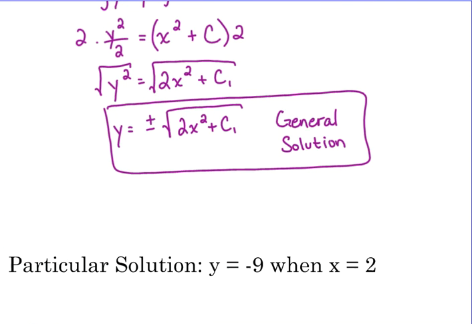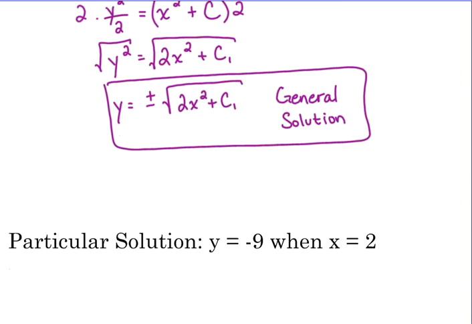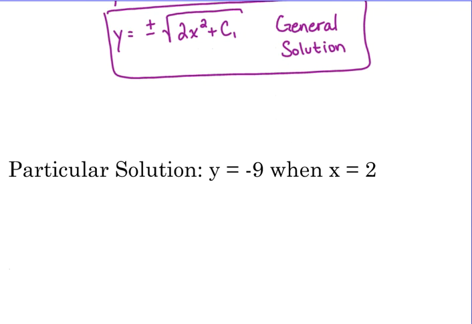Now you have a choice. You could plug it into your final general solution, and that's fine. But I don't really want to deal with the square root and everything. I'm actually going to go back up to this step: y squared over 2 is equal to x squared plus c.